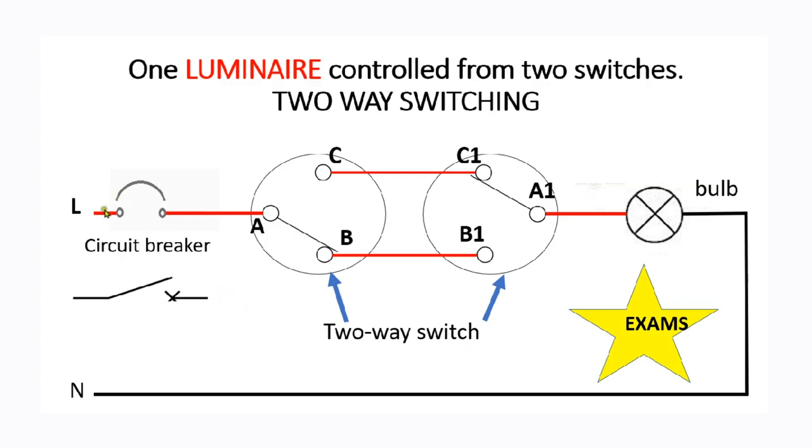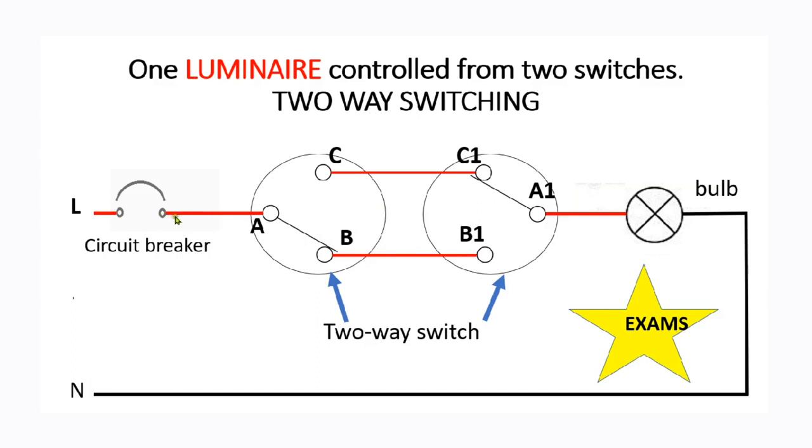Okay? You will notice that we have electricity that's traveling down this path, and as it travels down this path, it comes to terminal A. Now, terminal A, B, and C is in our first two-way switch. Terminal C1, B1, and A1 is in our second two-way switch. I've circled both the two-way switches so you can easily identify them.